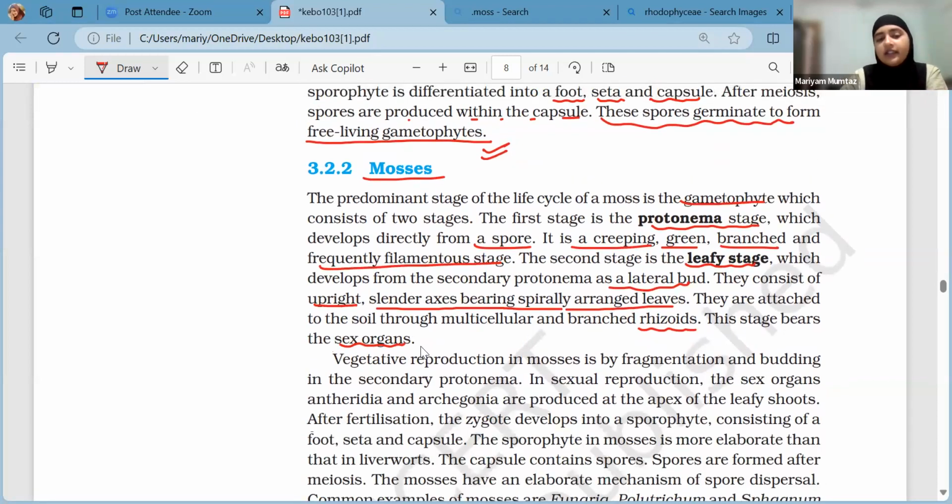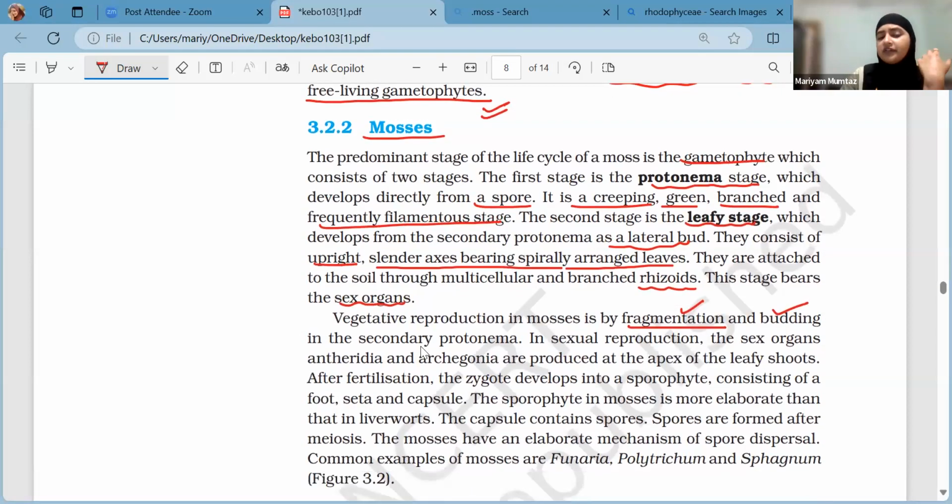Moving forward, the vegetative reproduction in mosses is by fragmentation and budding in the secondary protonema. In sexual reproduction, the sex organs antheridia and archegonia are produced at the apex of the leafy shoot, like at the tip portion of the leafy shoot. After fertilization, the zygote develops into a sporophyte consisting of a foot, seta, and capsule. Yet again, the sporophyte in mosses is more elaborate than in liverworts.